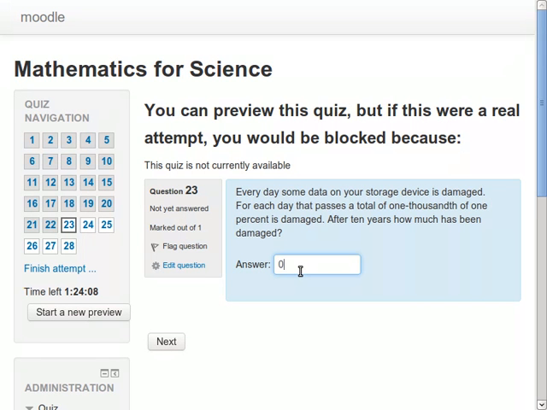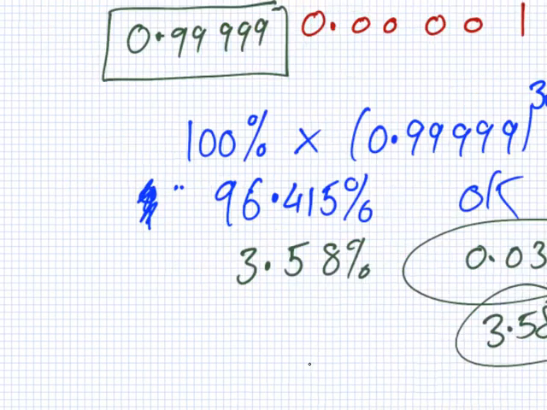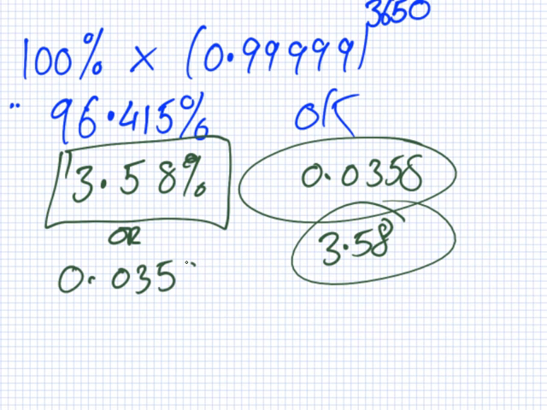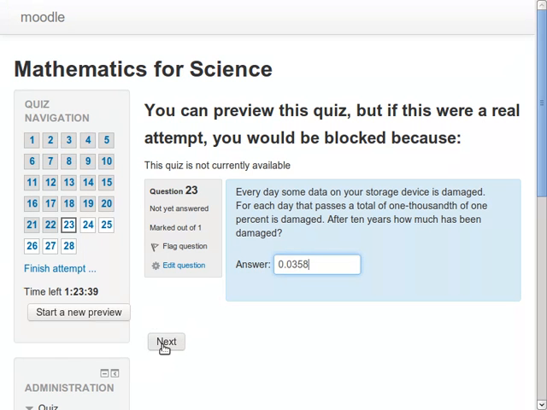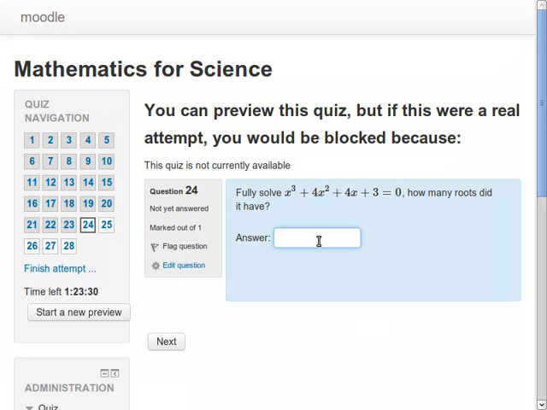0.0358. But yeah, I think I'm kind of confused. I think she's right. No, it's 3.58. Wait, look. This is the answer, 3.58%, or 0.0358 as a decimal number. Yeah, so you can give the answer both ways. Did you get 0.0365? I don't even know how. All right. This one here.